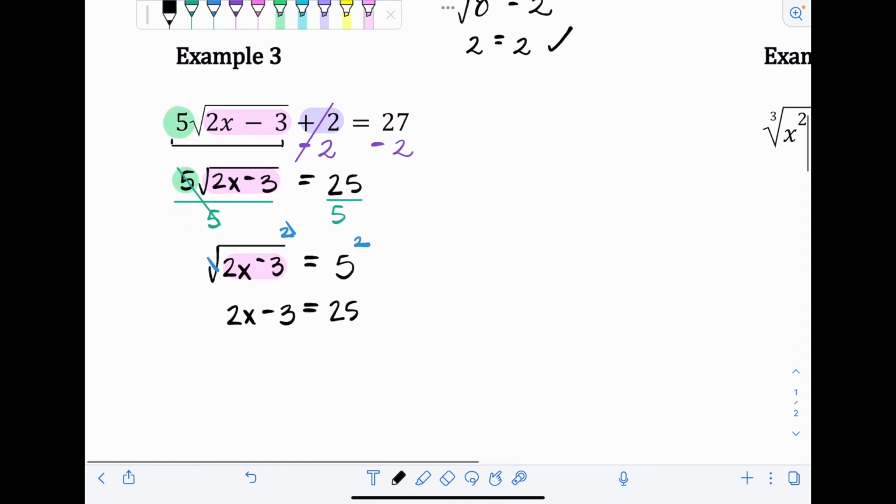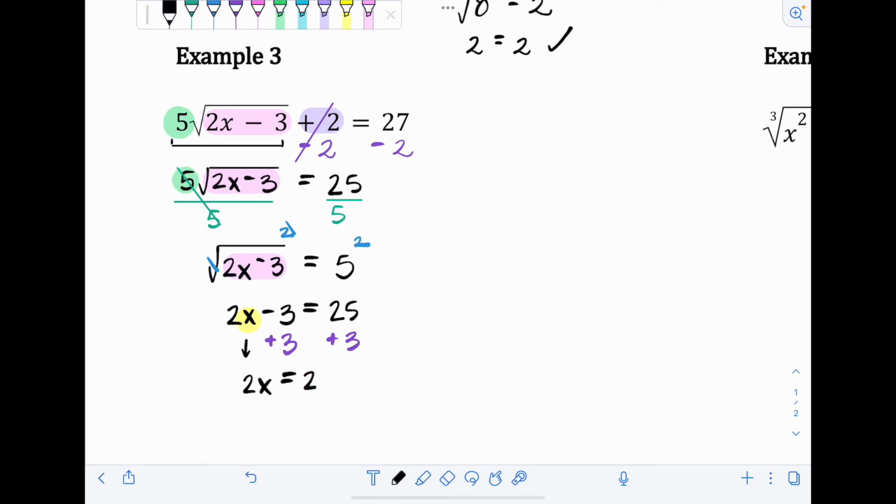And now I have a linear equation where I'm just trying to get x by itself. So to undo that 3 that's being subtracted, I will add 3. So then I have 2x. Negative 3 plus 3 cancels out. 25 plus 3 is 28. And then from there, I have a 2 that's being multiplied by the x, so I'm going to divide both sides by 2. So I end up with x equals 28 divided by 2, so 14.